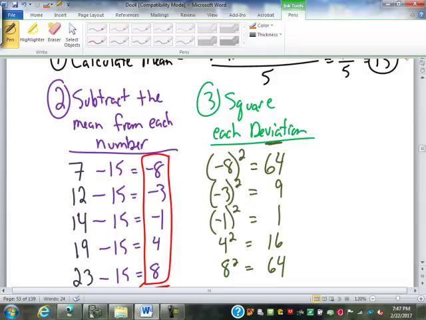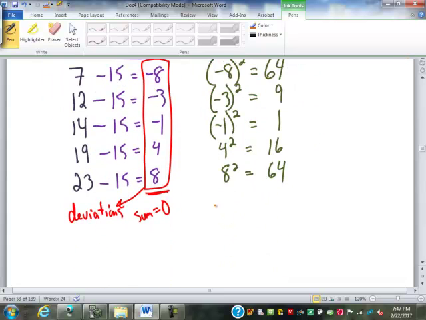Step 4 is to find the sum, in other words, the total. So I add those all up. I have 64, 73, 74, 90, 154 is my total.